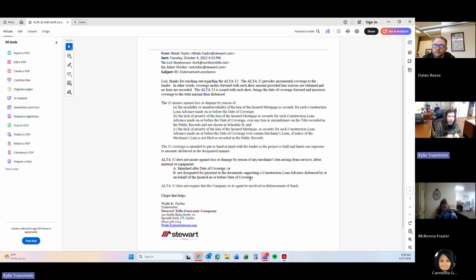So the 32 endorsement is issued first up front with the policy. How I like to explain it to lenders is it just modifies what mechanics lien coverage we're giving them. So we're not giving them blanket coverage for all mechanics liens. We're giving them coverage specifically for items that are paid for in a construction draw, basically.